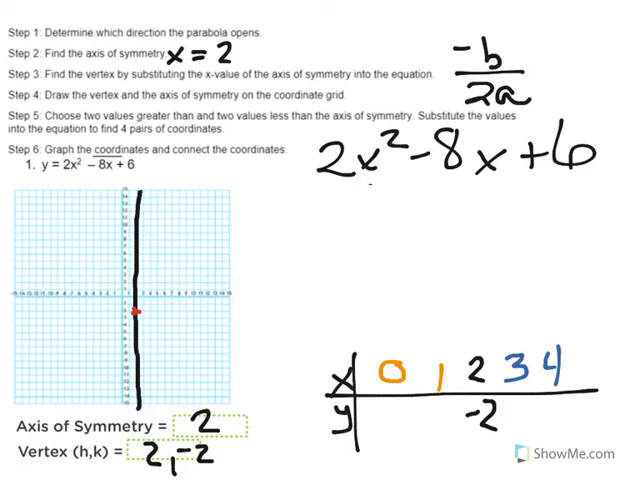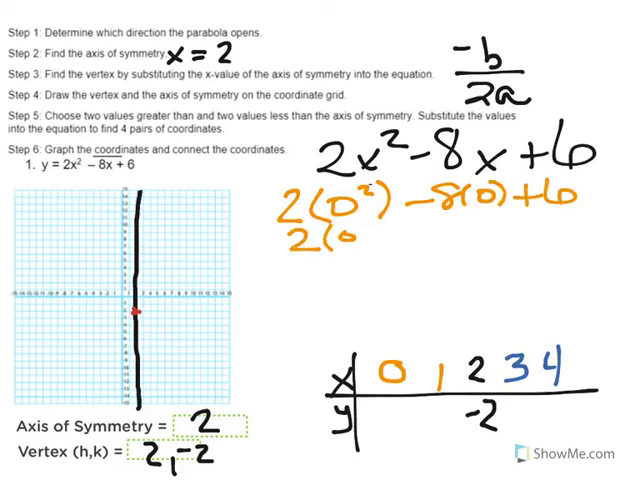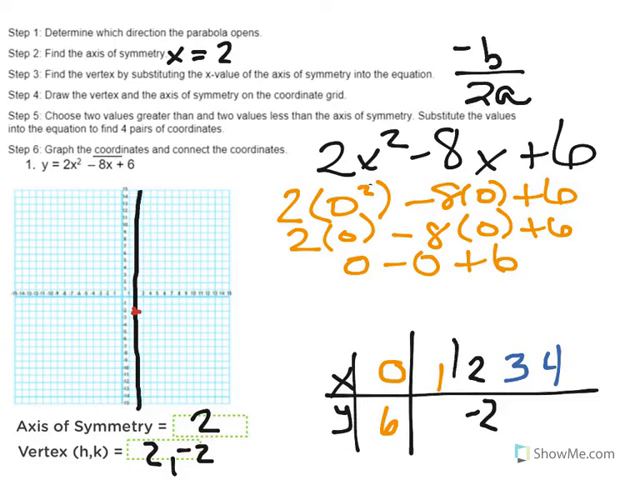Okay, so we're going to start with 0. We're going to substitute it in. We have 2 times 0 to the power of 2, minus 8 times 0, plus 6. 0 to the power of 2 is 0. So we have 2 times 0 minus 8 times 0 plus 6. And 0 times anything is 0. So now we have 0 minus 0 plus 6. And so we know our value for 0 is 6. I'm just going to draw a line there to separate my table a little bit better. Okay, so I'm going to plot that point at 0, 6.